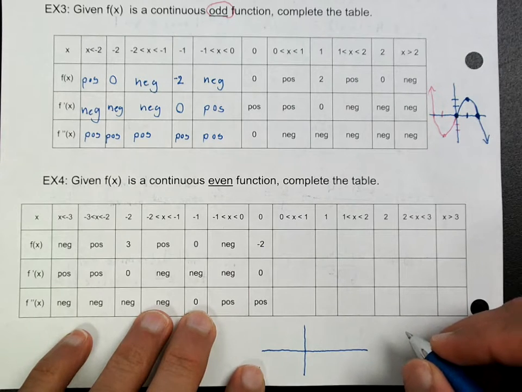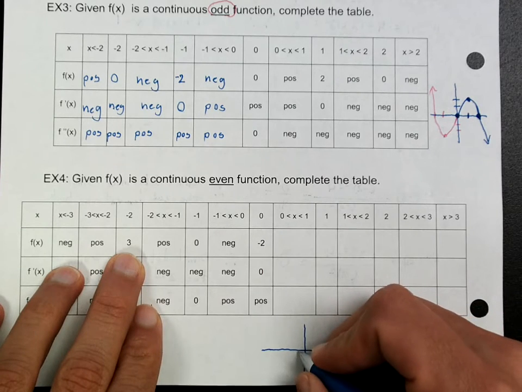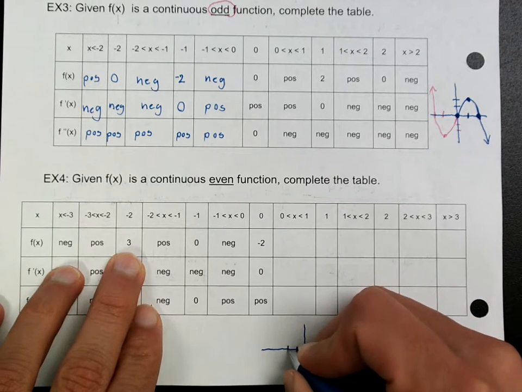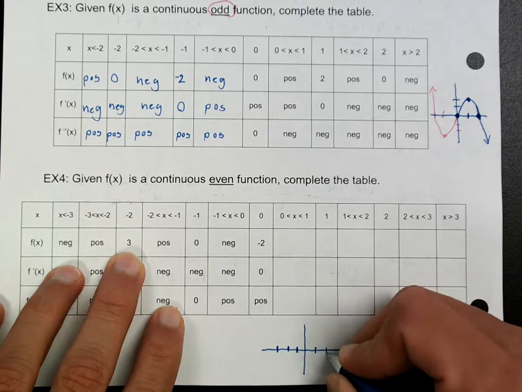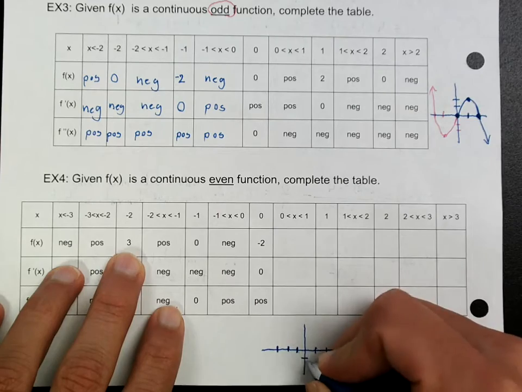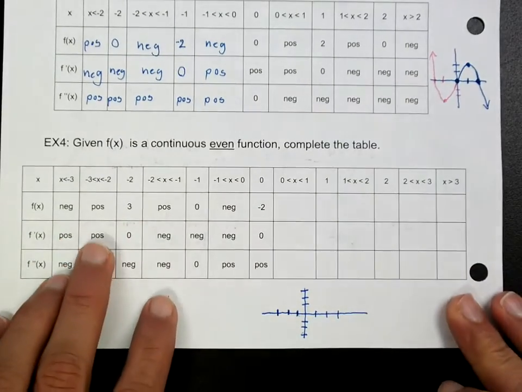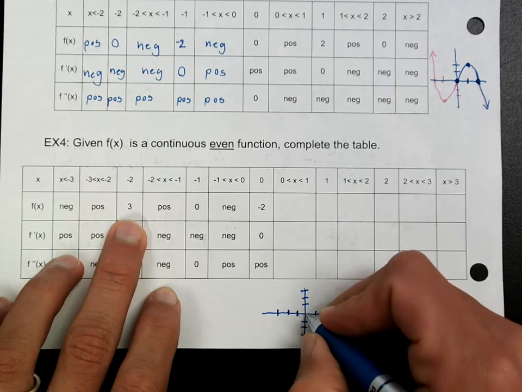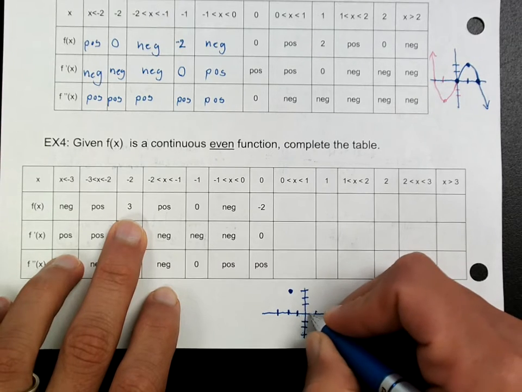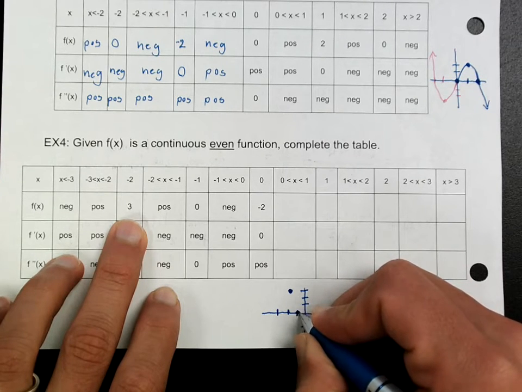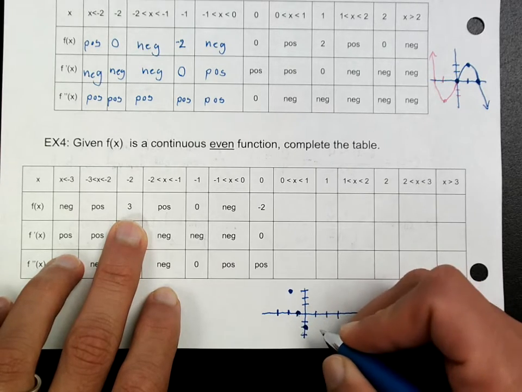All right, so on this one right here, we're actually starting on the negative side. I'm going to plot this point. So we have, let's see, 1, 2, 3. Okay, so I'm going to draw this graph here. We know that at negative 2, I have a positive 3. At negative 1, I'm at 0. And at 0, I'm at negative 2. All right, so that's what I know so far.